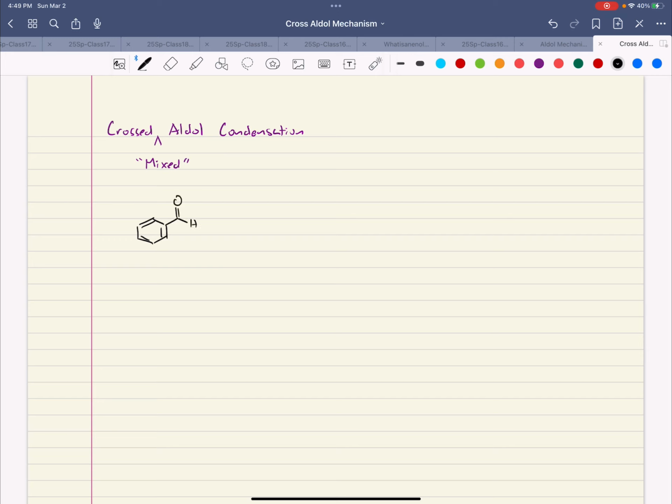Here we have benzaldehyde, and I'll give another aldehyde. Let's give acetaldehyde, the one with two carbons. Let me make them the same size. With an aldol reaction, you need base and you need a protic solvent.